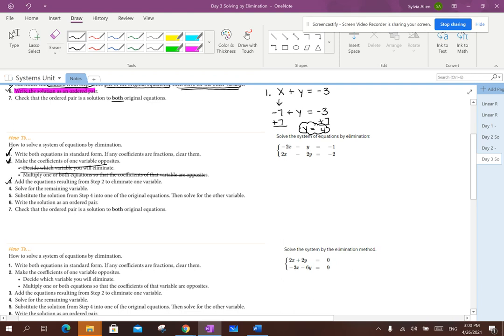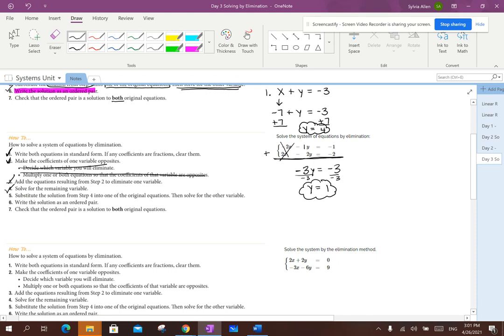Number 3 says to add the equations resulting from step 2 together. So I'm going to add the equations together. -2 plus 2 cancels out. I get -1 plus -2 gives me -3y is equal to -3. And then I'm simply solving for y. I'm going to divide by -3, divide by -3. I get y is 1. So I ended up doing step 3 and 4. Those kind of lead into each other, right?